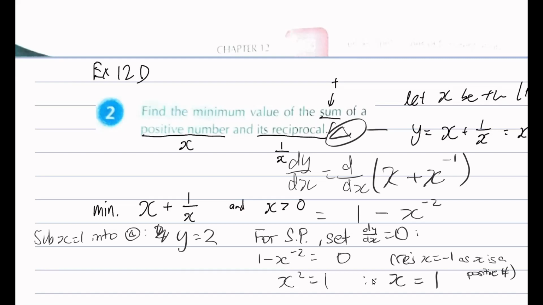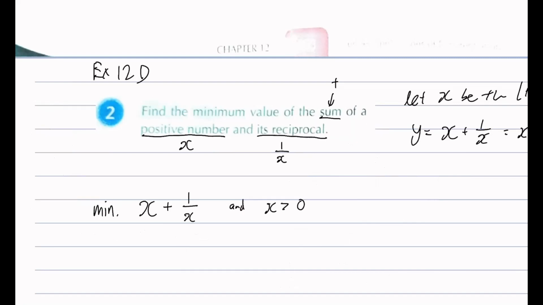Okay. I'm just taking a screenshot for you. I know you know how to do first derivative test already. How about you try second derivative test? Okay. Why don't you practice? Yeah.